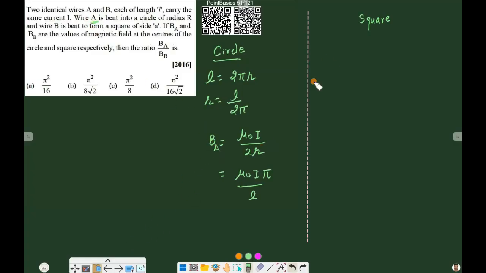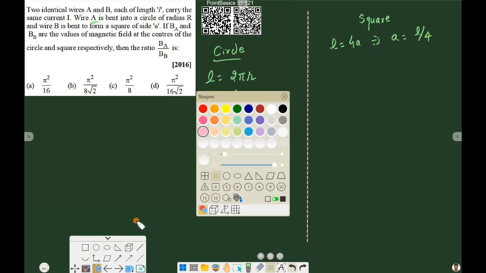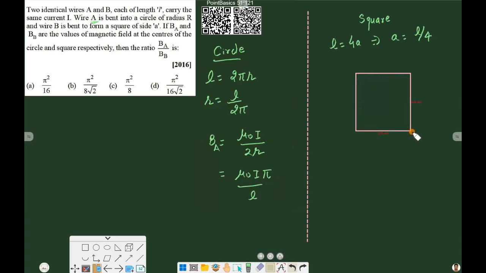Now going to square. For square, if it has a side of A, then its circumference or its perimeter should equal total length L. So L is equal to 4 times A, and from this A comes out to be L by 4. Now let's draw a square. Suppose this is our square. And here again we will use magnetic field due to a straight conductor. Now suppose this is its center. So as mentioned, this distance is A.